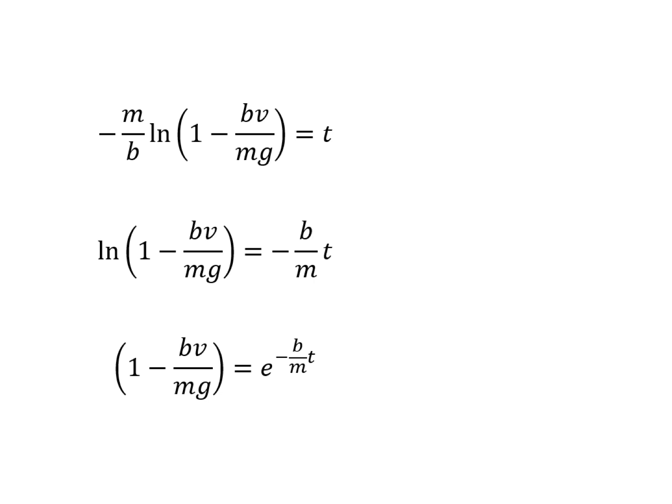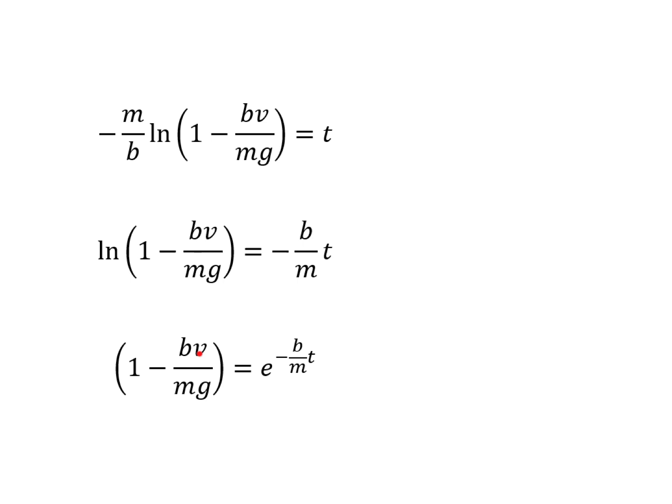And now I can take the inverse of the natural log to get rid of that ln. What's the inverse of the natural log? It's the exponential function, e to the x. And so if I take e to the both sides, I get e to the natural log of this stuff, which kills the natural log, and I'm left with the stuff in parentheses is equal to e to the minus b over m times t.